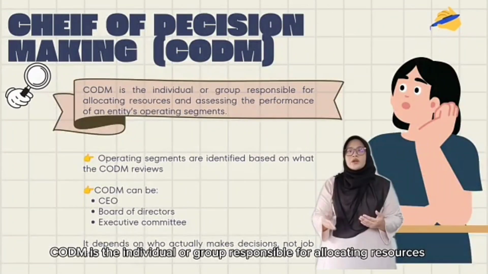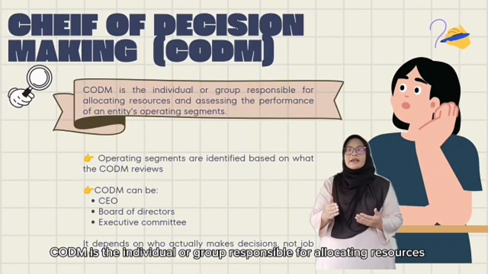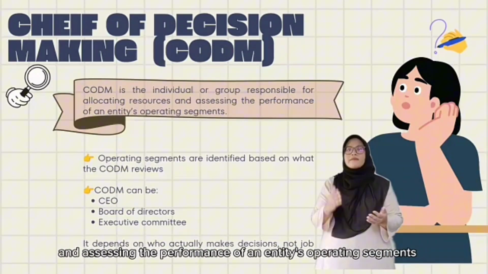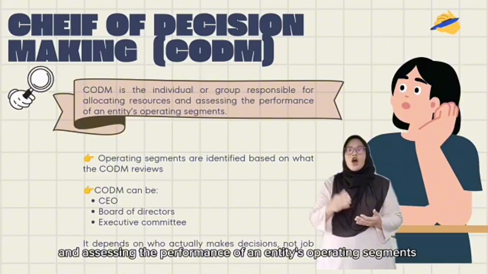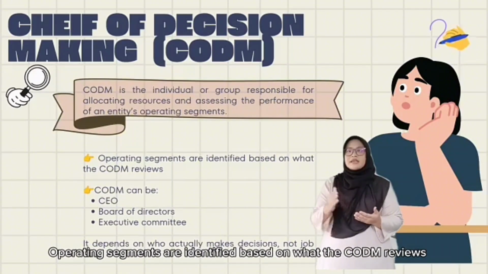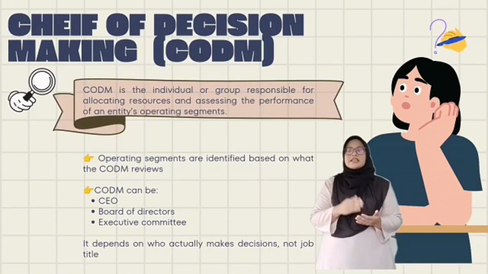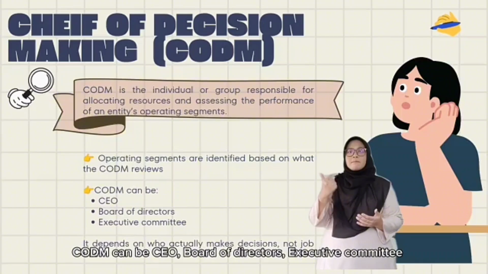CODM is the individual or group responsible for allocating resources and assessing the performance of the entity's operating segments. Operating segments are identified based on what the CODM reviews. CODM can be the COO, Board of Directors, or Executive Committee.